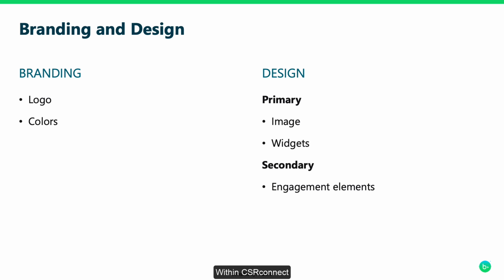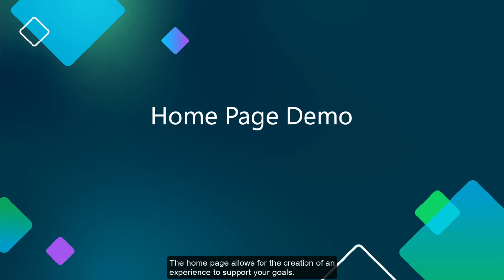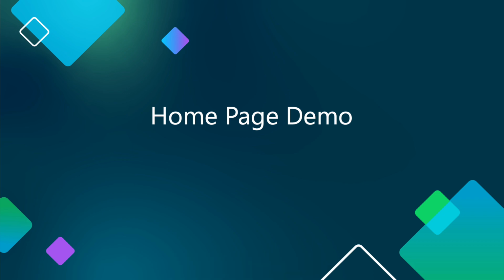Within CSRconnect, branding refers to logo and colors, while design refers primarily to images and widgets as assembled on the home page and, as a secondary element, engagement elements. The home page allows for the creation of an experience that supports your goals. This includes the ability to visually tie these goals using your corporate logo and colors for branding.